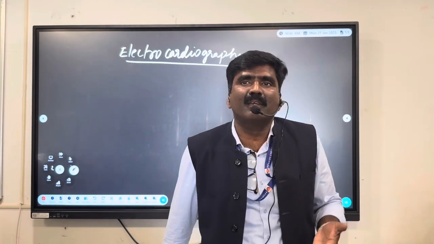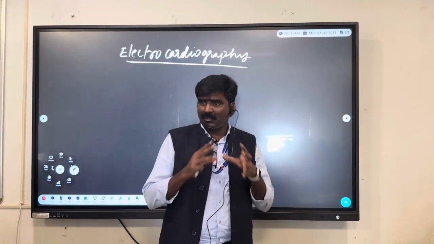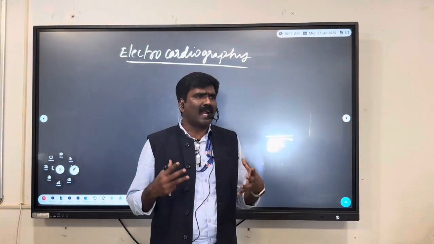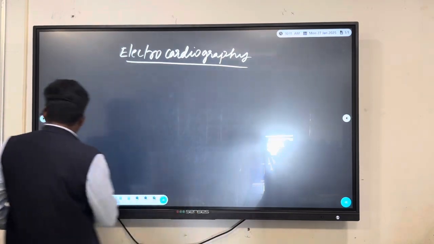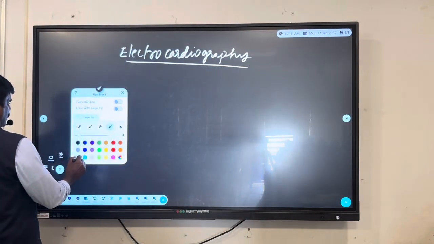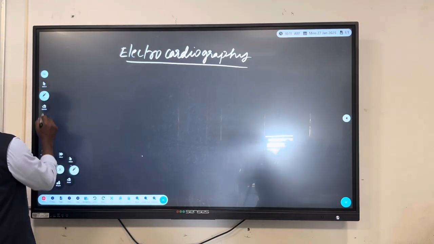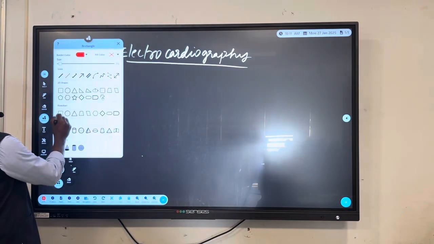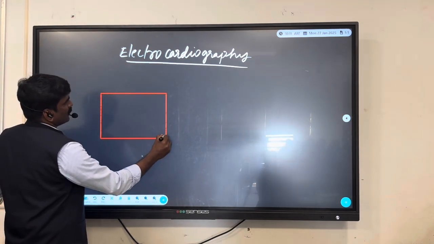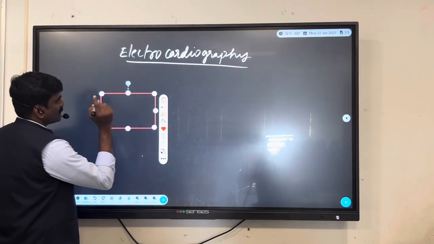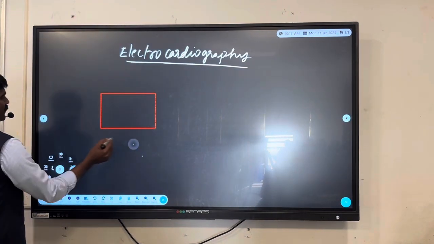So what are the electrical activities occurring in the heart? In today's class we will discuss what electrical activities are occurring in the heart, right? First, I am drawing one myocardial cell. Imagine this is one myocardial cell.